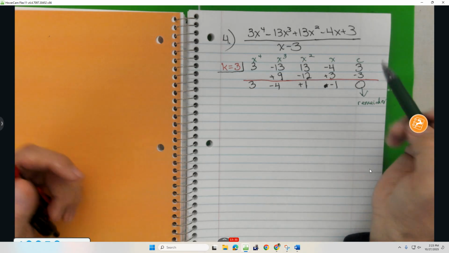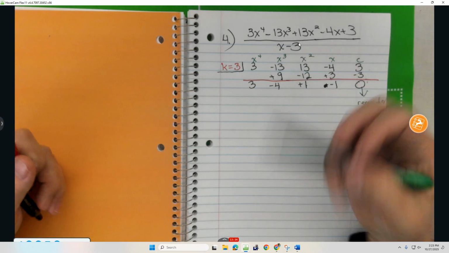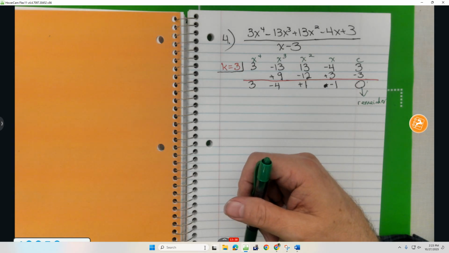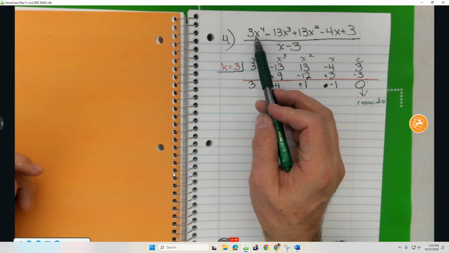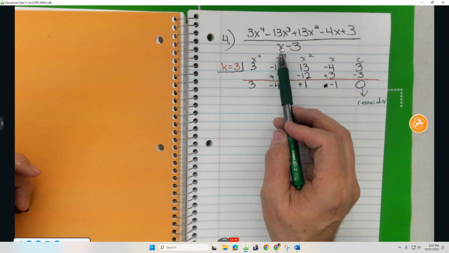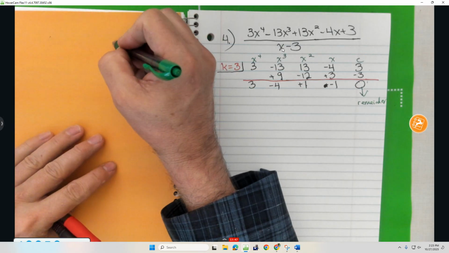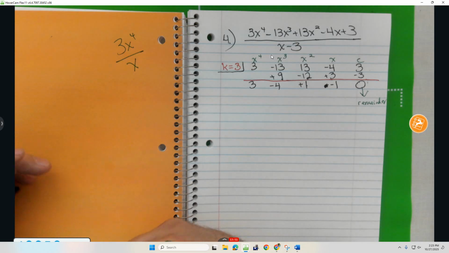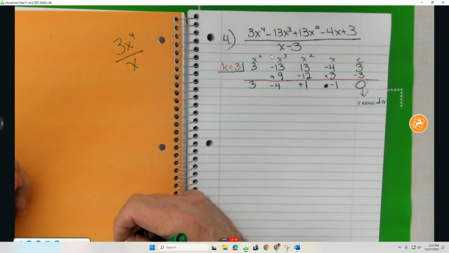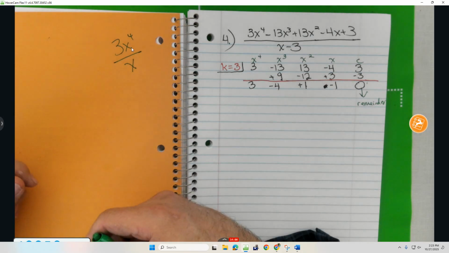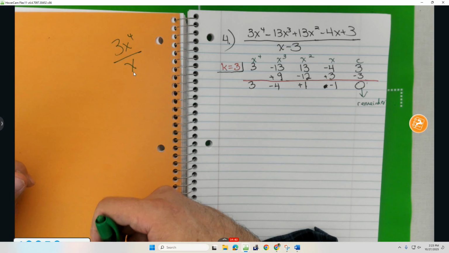Remainder is 0 means that x minus 3 divided in evenly. Think about what we had. You had a 3x to the 4th to start with, and you divided it by an x to the 1st power. What is that going to give you? There's only one thing you can cancel above and below. What is it, to reduce that fraction?